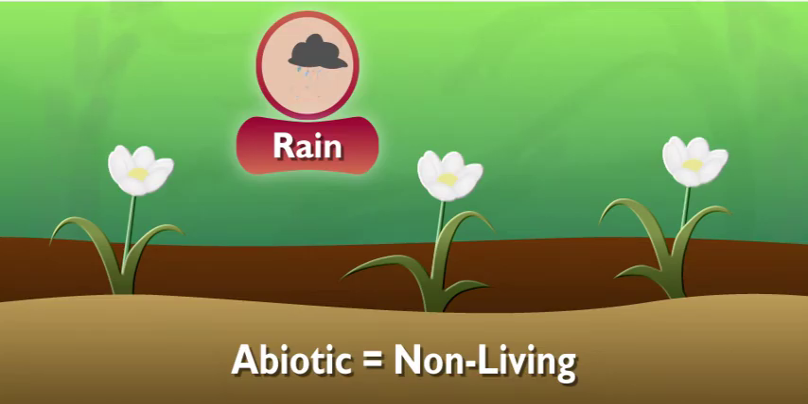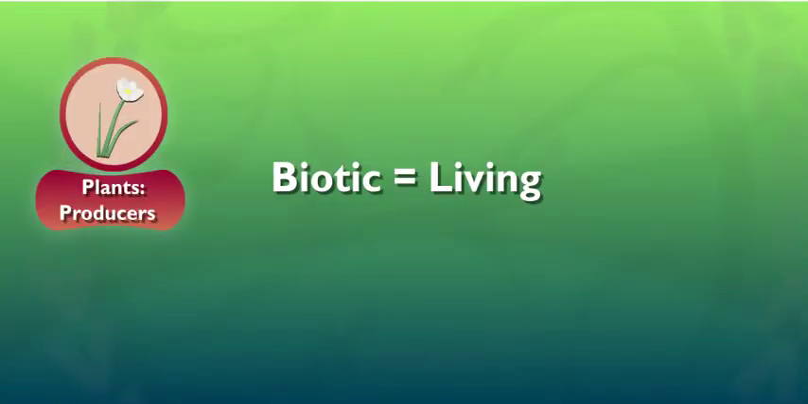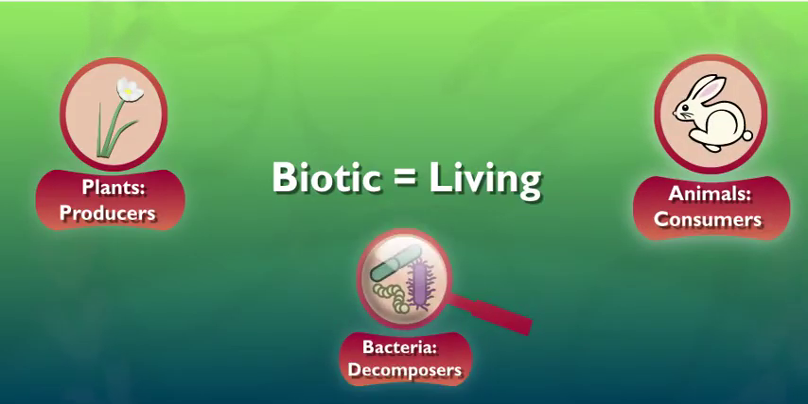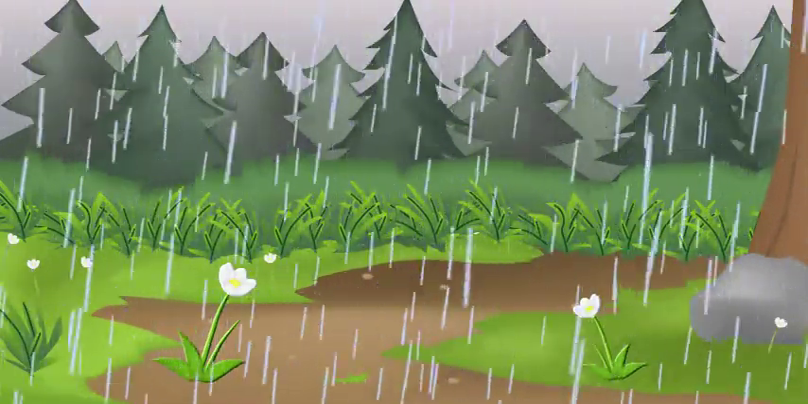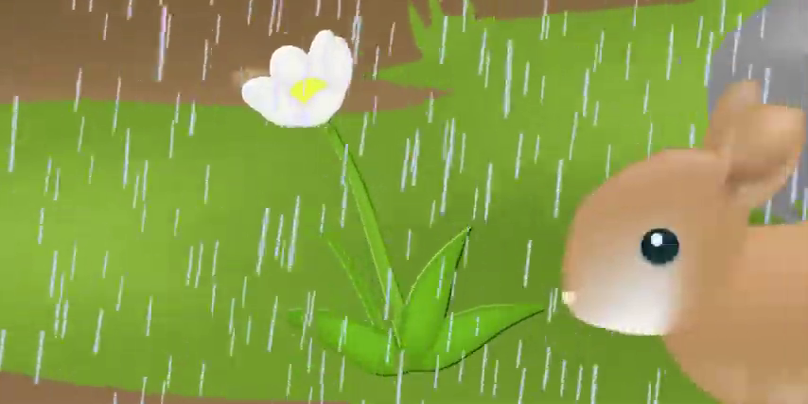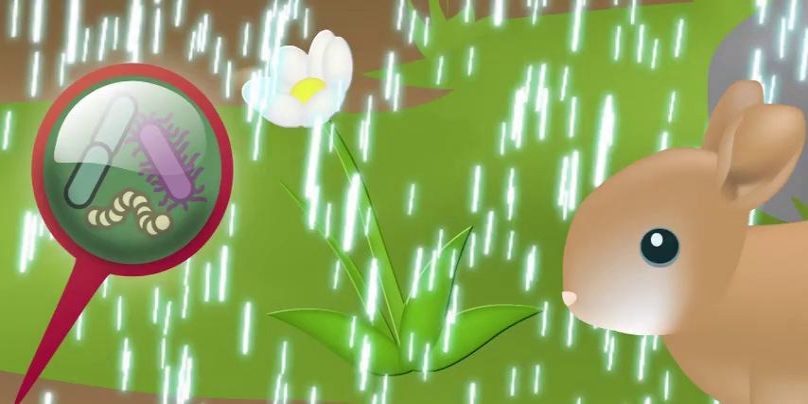Okay, I getcha. What's a biotic factor then? Biotic means living. The plants, animals, and even the bacteria found in the forest are all biotic factors. Together, they make up the community living in the ecosystem. There's a lot going on in this ecosystem, huh? Yeah, a lot. Plants, animals, weather, bacteria, they each play a different role in helping the ecosystem.